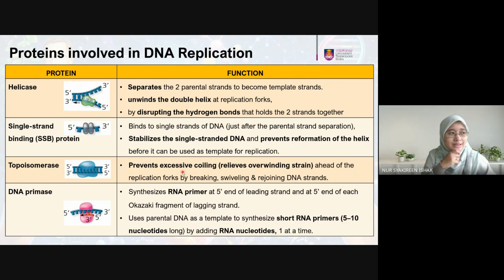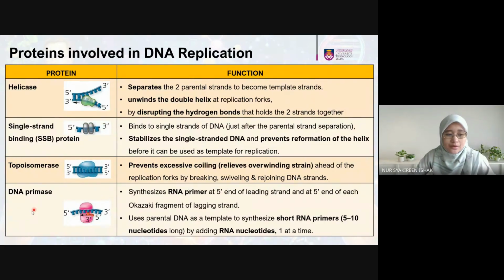Sometimes in the answer scheme, it requires you to write the full answer. If, for example, the question asks what is the function of topoisomerase, and you just write "relieve overwinding strain," that is your answer, but you may not get the full mark. So you have to explain. The function of topoisomerase is to relieve overwinding strain ahead of the replication fork by breaking, swiveling, and rejoining DNA strands.